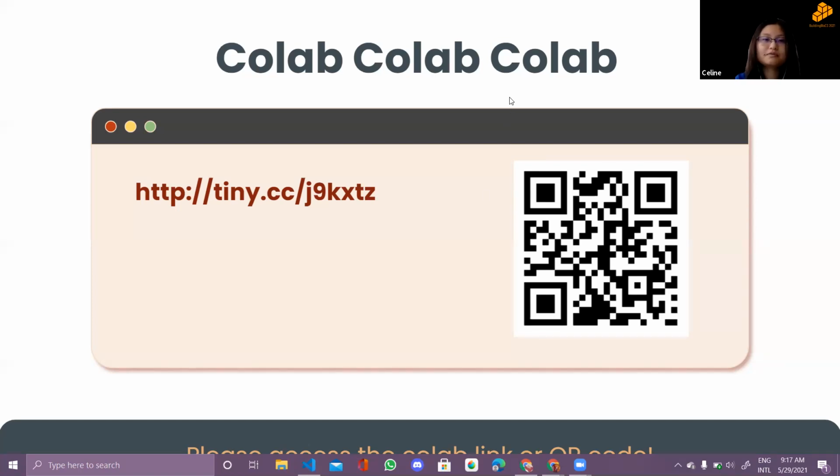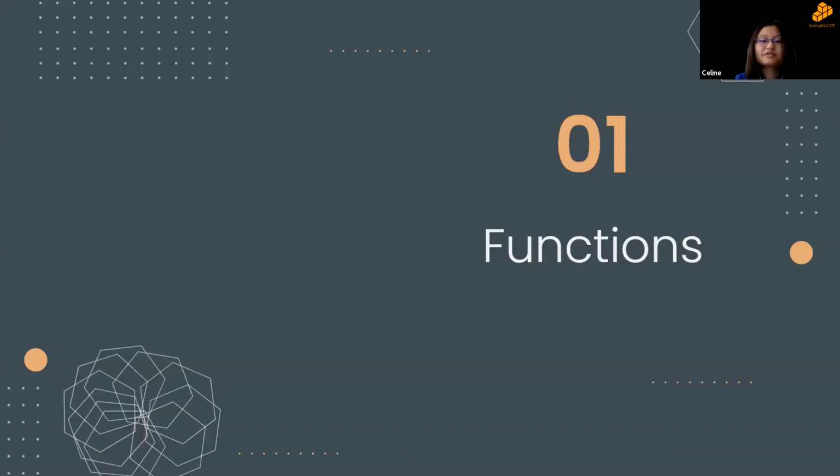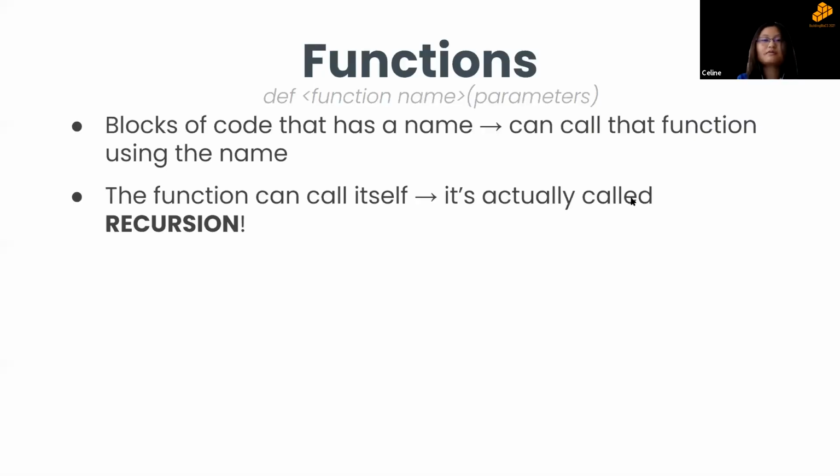All right, so we'll be moving on with the workshop. First off, I'm going to start y'all off with a thing called functions. Basically, functions are blocks of code that have a name. When you want the function to run, you call it using the name. As a fun fact, a function can call itself, and that's called recursion.